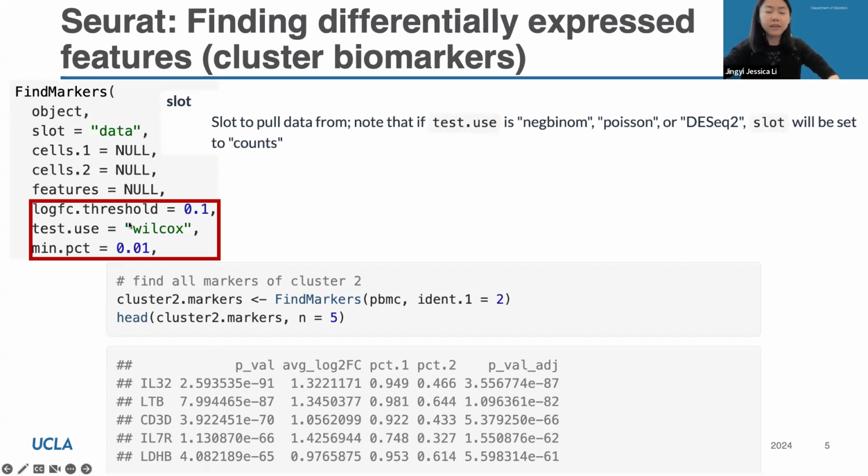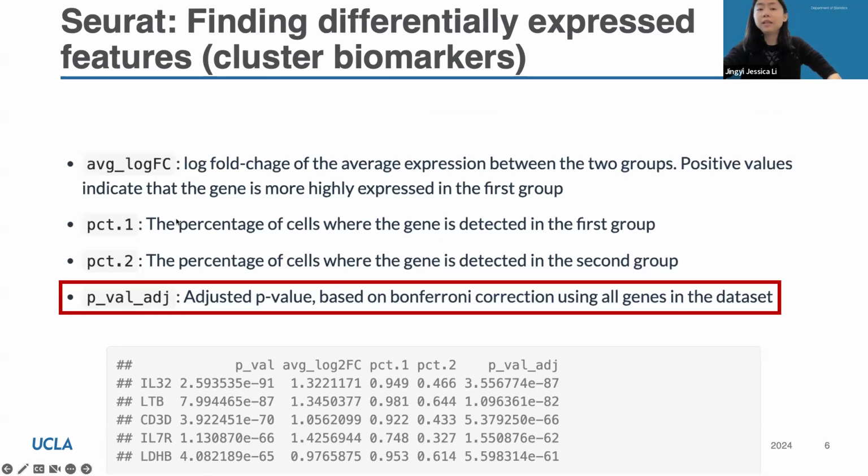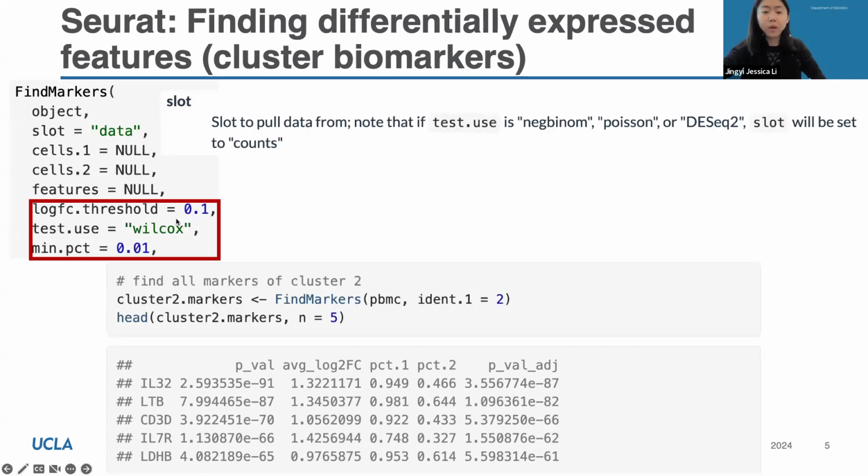And there are some default parameters in FindMarkers, which are used if you don't specify them. First of all, the log fold change threshold is 0.1. This means that when you look for marker genes, you only look at the genes whose log fold change between cluster 2 and the rest of the cells is at least 0.1.